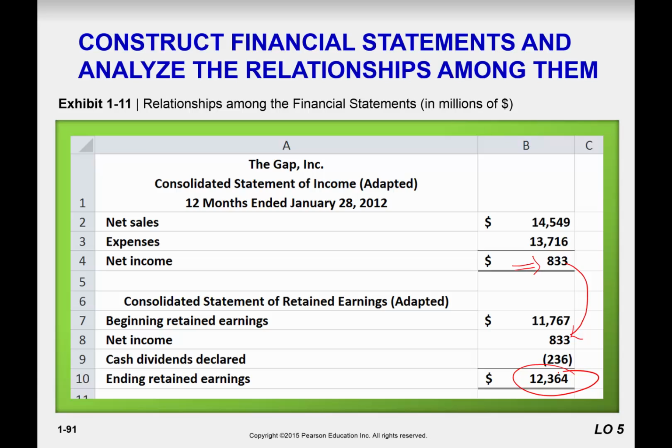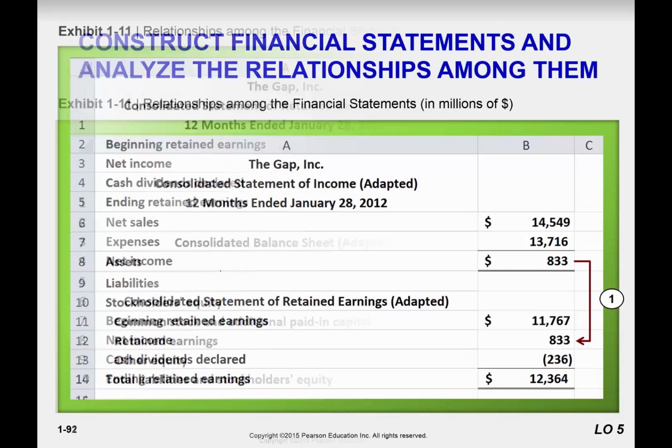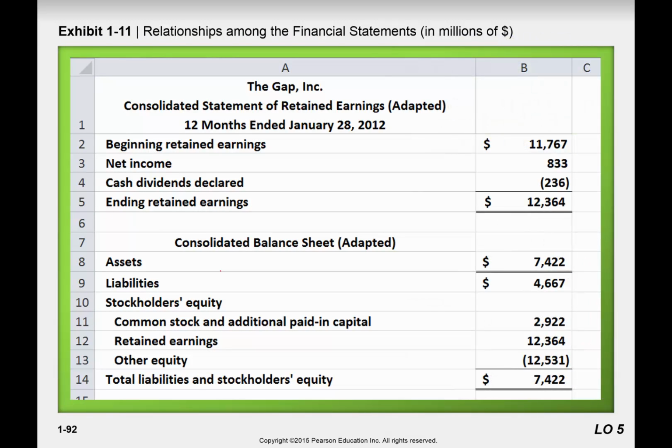Now once we subtract our cash dividends, we see our ending retained earnings balance of $12,364. And we will continue and go through that and see that our ending balance of that $12,364 is right here in retained earnings.